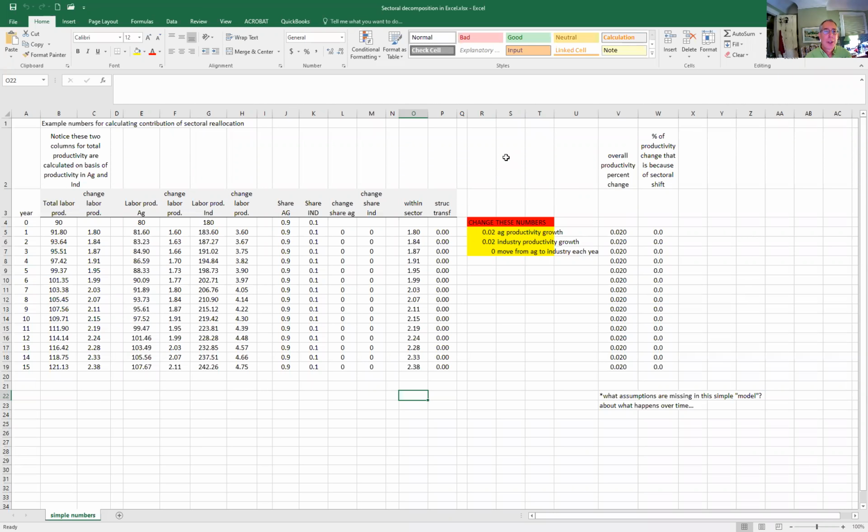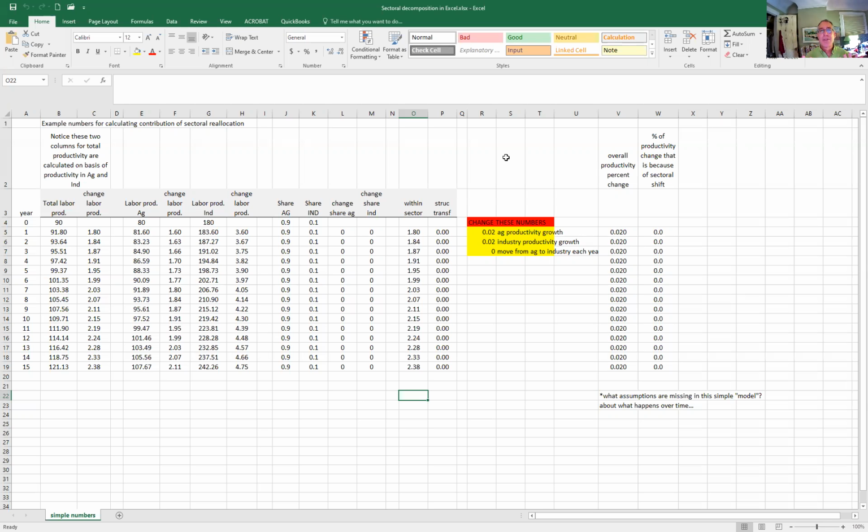Hi, I just want to share a screen with you of the Excel spreadsheet that is used to illustrate the sectoral transformation of an economy as productivity rises in the agricultural sector and productivity rises in the industrial sector, and people move from the lower productivity agricultural sector to the higher productivity industrial sector. So we have a simple spreadsheet here so that you can try different rates of productivity growth and rates of sectoral structural transformation, of movement between the ag sector and the industrial sector.